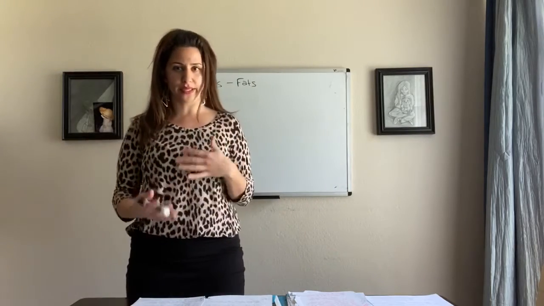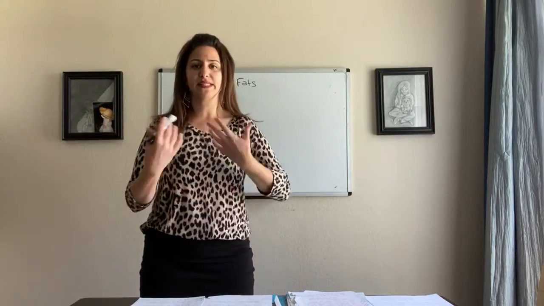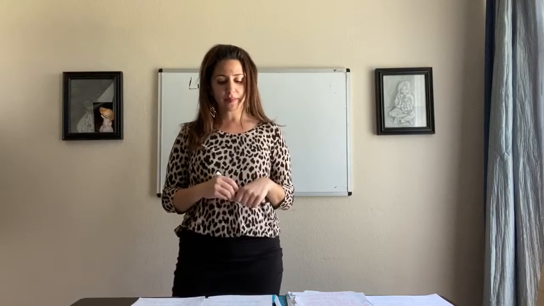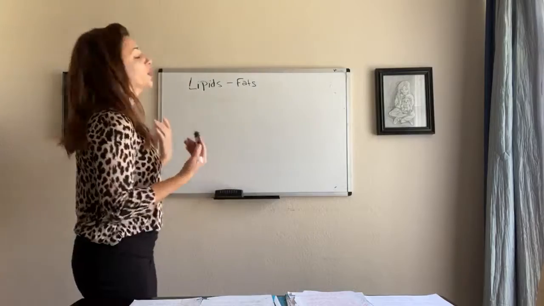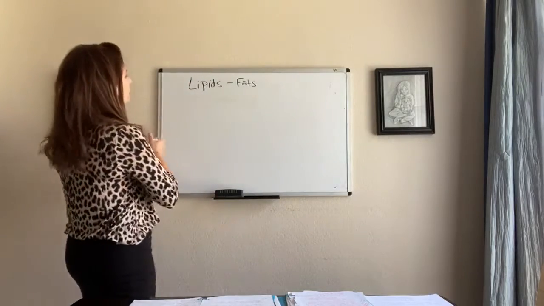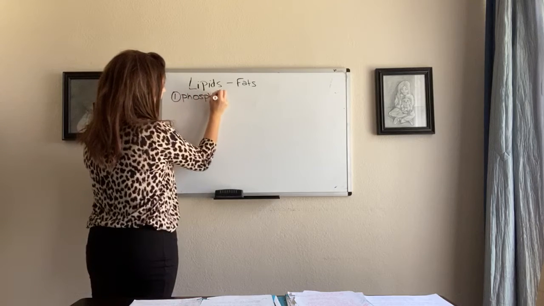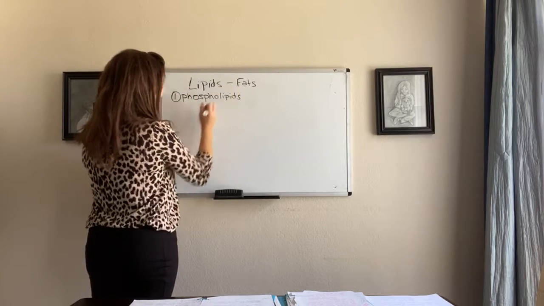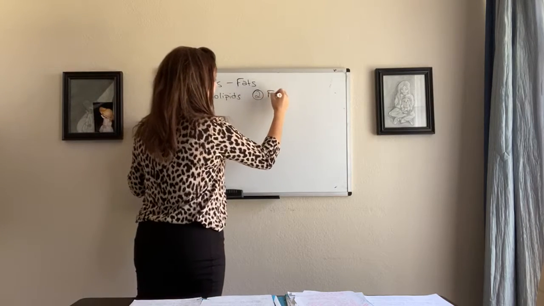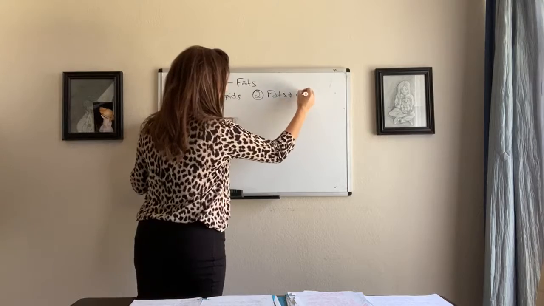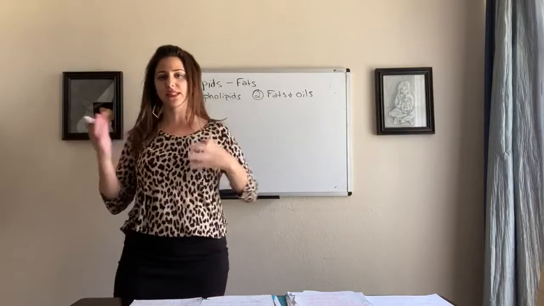But we're going to get a little bit more into it, and we're going to talk about different types of lipids and what exactly they are made out of. So there are actually two different kinds of lipids that we are going to discuss in this class. So there's phospholipids, and then the other one is going to be right up here, fats and oils.